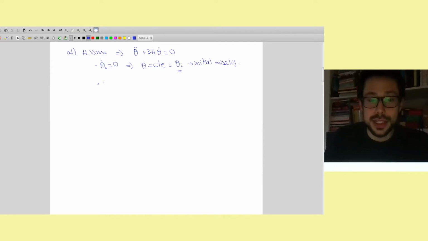Then, of course, if we start with an axion velocity that is different from 0, we need to solve this equation, but this is super easy. I can define, for example, theta dot equal to x, and then the equation turns into this.